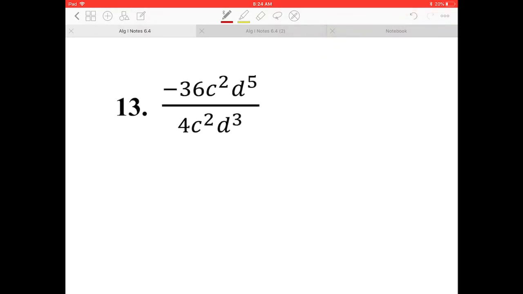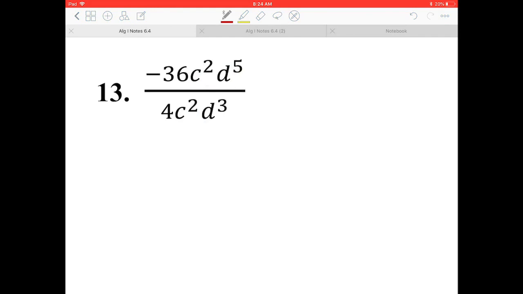Let's go to 13 just because we got to talk about negatives for a second. So we have our coefficients, negative 36 divided by 4, okay? So that's going to be negative 9. And again, I don't know what's going to happen with my variables, so I'm going to leave this as a fraction for now, and I can fix it later so that it looks pretty. C squared and C squared, 2 on the top, 2 on the bottom, they're all going to cancel out. No C's left over. D, fifth power, third power, 5 minus 3 is 2, so D squared. Okay, so I actually didn't need to leave this as a fraction.